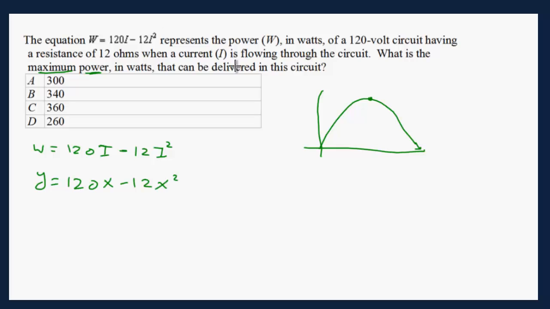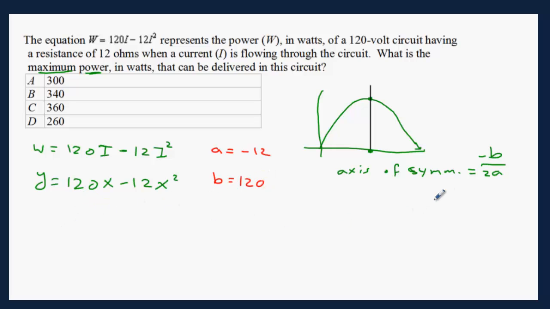In order for you to get the maximum point, you have to first identify the axis of symmetry, the value of this point. The axis of symmetry is equal to negative b over 2a. Now, what is b and what is a? In this case, a equals the coefficient of x squared, which is negative 12. The coefficient of x, b, is 120.